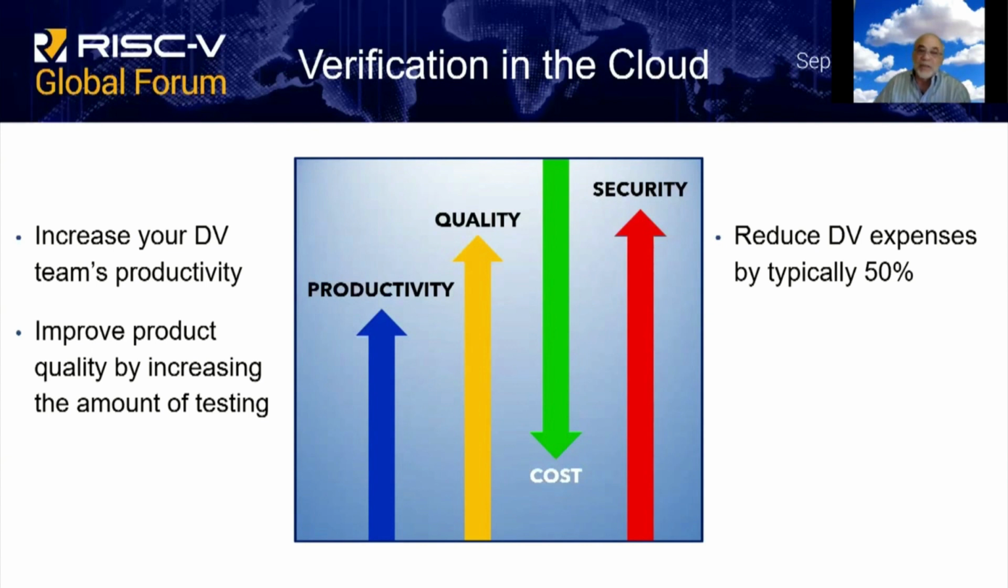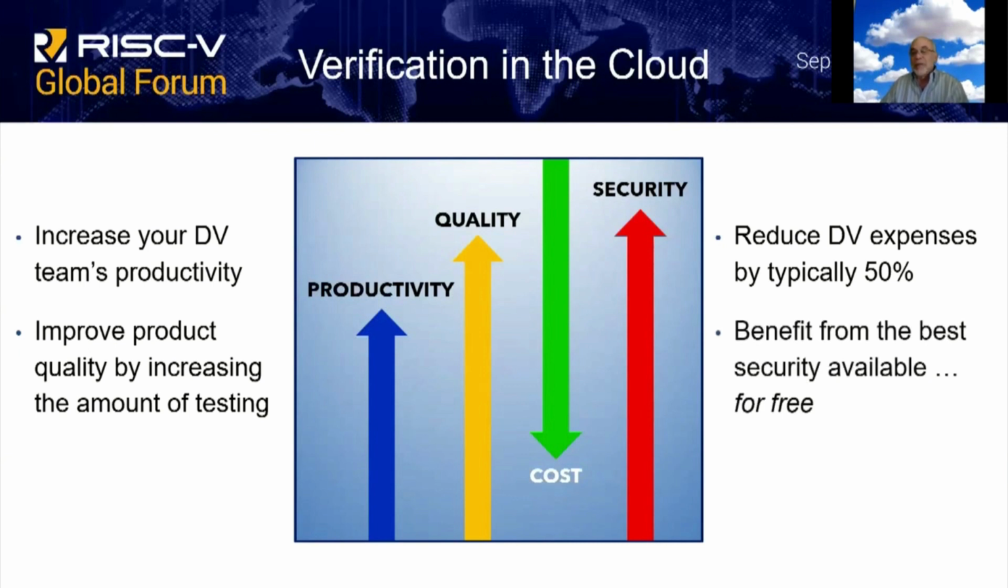eSilicon has reported when they moved to the cloud last year, their IT costs alone were reduced 20%. You don't have to buy computers. You don't have to buy network equipment. You don't have to buy security software. You don't pay for IT people to babysit your simulation software. This is a complete offload of all that requirements for you to run simulation. And you benefit from the best security available. It's all for free. So what you get with verification in the cloud in a RISC-V and a SweRV support package is basically the ability to do a whole lot more and spend a whole lot less.